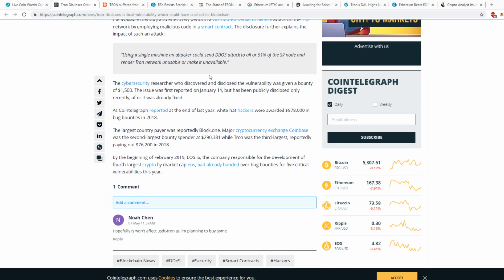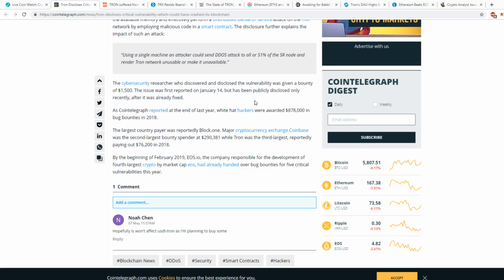The cybersecurity researcher who discovered and disclosed the vulnerability was given a bounty of $1,500, and the issue was first reported on January 14th, but has only been publicly disclosed recently after it was already fixed. Of course, any big company is not going to disclose or give out their bug before it is fixed. It would be ridiculously stupid, unless they really don't know how to fix it and they need somebody else to come fix it and they want to grab somebody in.